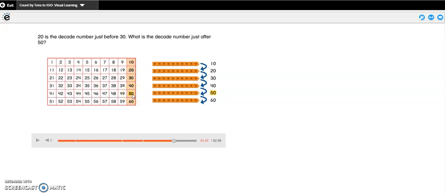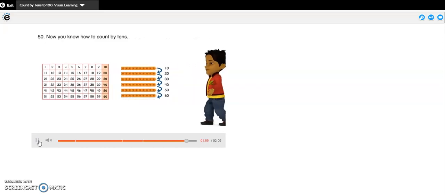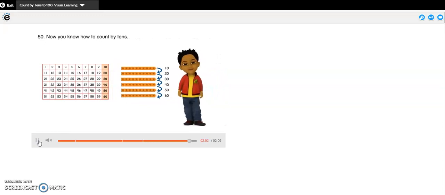What is the decade number that comes after 50? Again, we're counting by tens, not ones. The decade number that comes after 50 is 60. 60 is the decade number just after 50. What is the decade number just before 60? 50. Now you know how to count by tens. Great job!